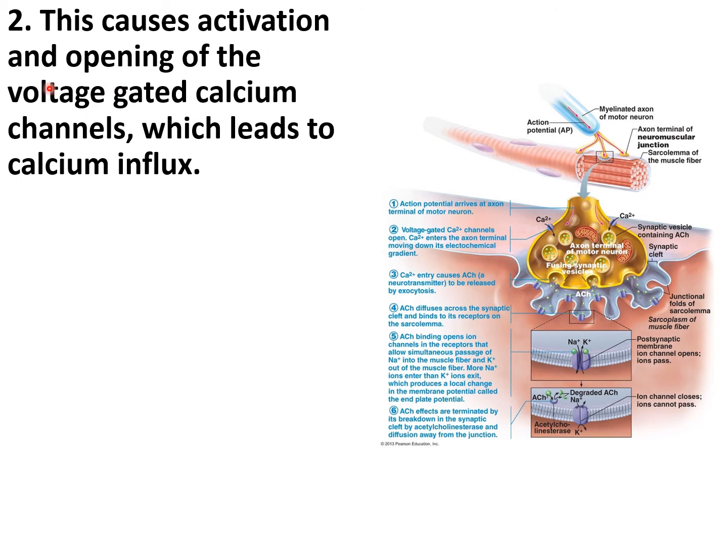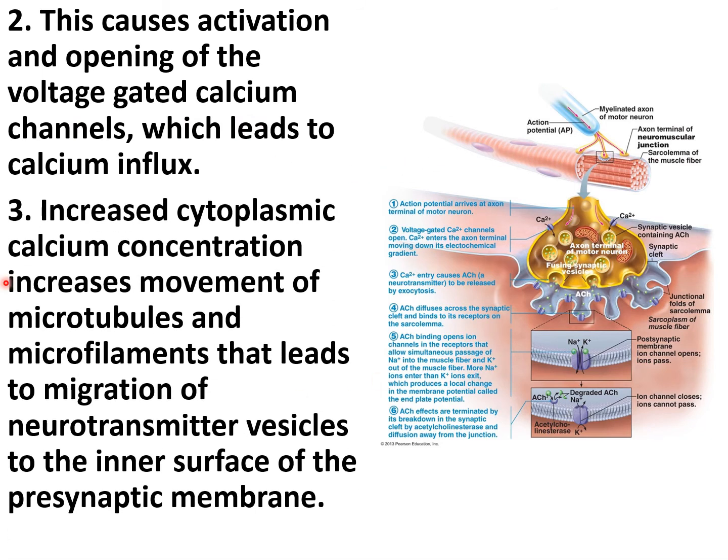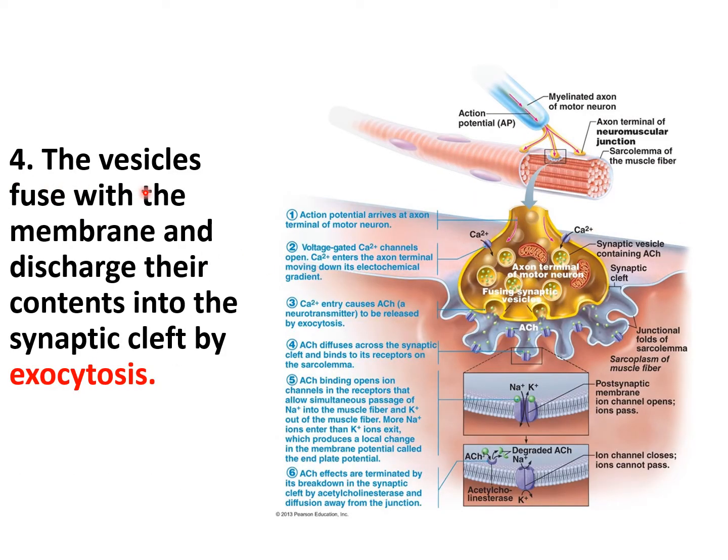This causes activation and opening of the voltage gated calcium channels, and that leads to calcium influx. Increased cytoplasmic calcium concentration increases the movement of the microtubules and microfilaments, which leads to migration of neurotransmitter vesicles to the inner surface of the presynaptic membrane. The vesicles fuse with the membrane and discharge their contents into the synaptic cleft by exocytosis.